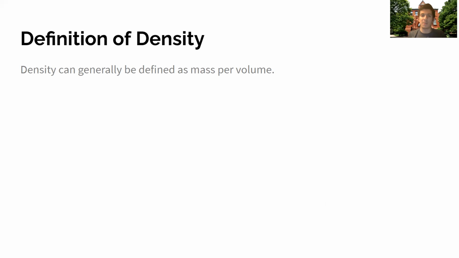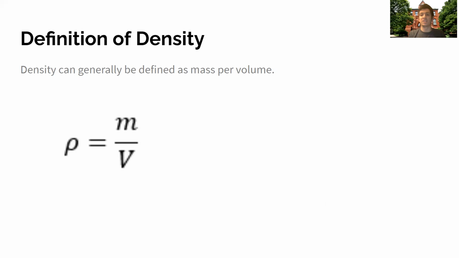It's an intrinsic property, meaning as long as you're at a common temperature and pressure, you can assume that density is going to be the same no matter how much of that substance you've got. If you got 500 kilograms of the substance versus a few grams of the substance, the density is going to be the same because it's mass per volume.